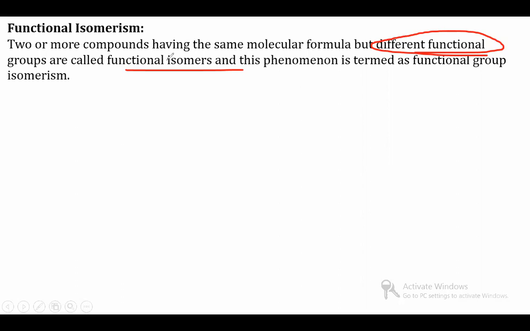So chain isomerism: the carbon skeleton is different. Next, the second one, position isomers: the substituent position will be different. Third one, functional isomers: the functional group will be different, but they have the same molecular formula. So we'll see an example.